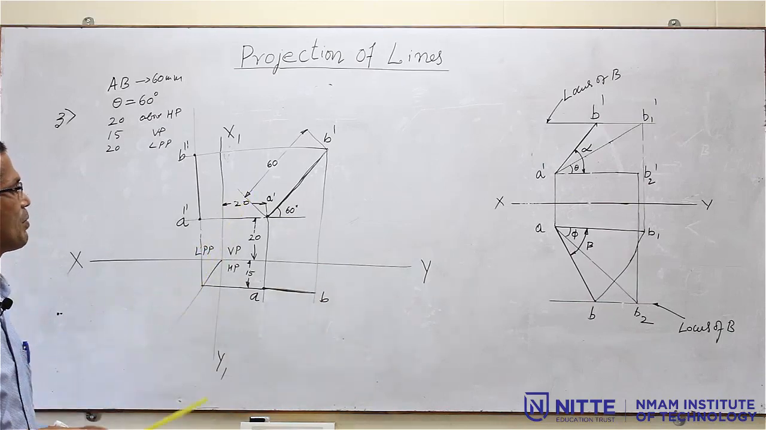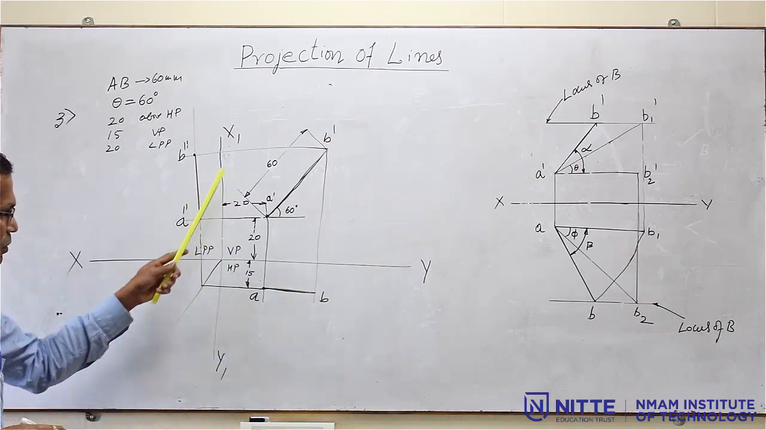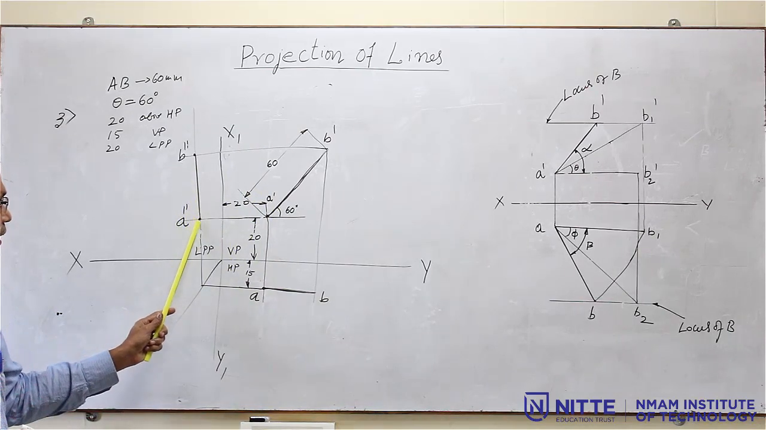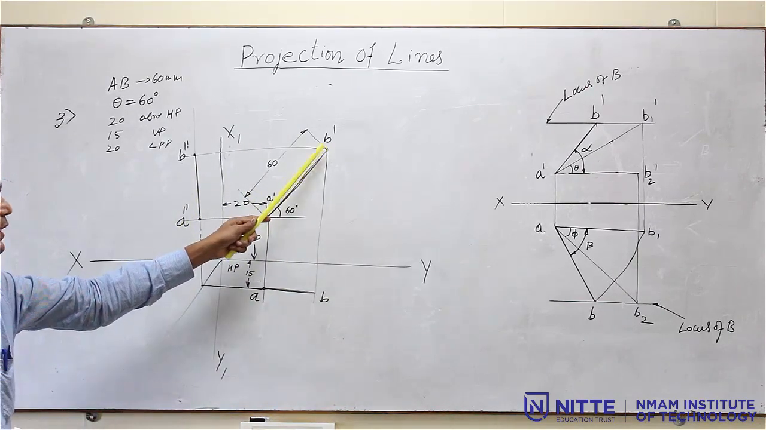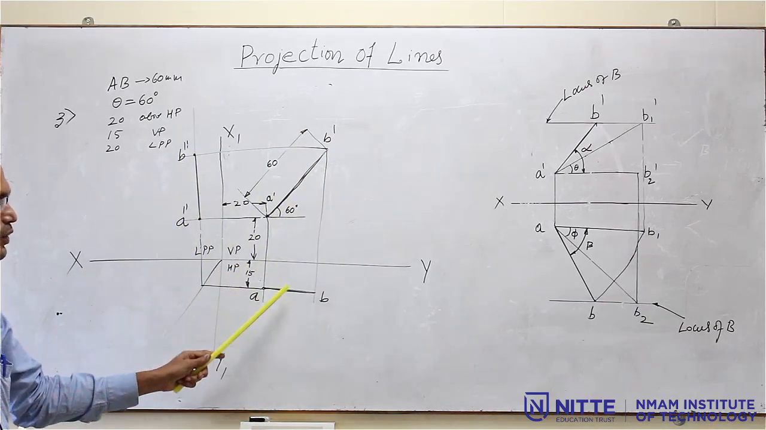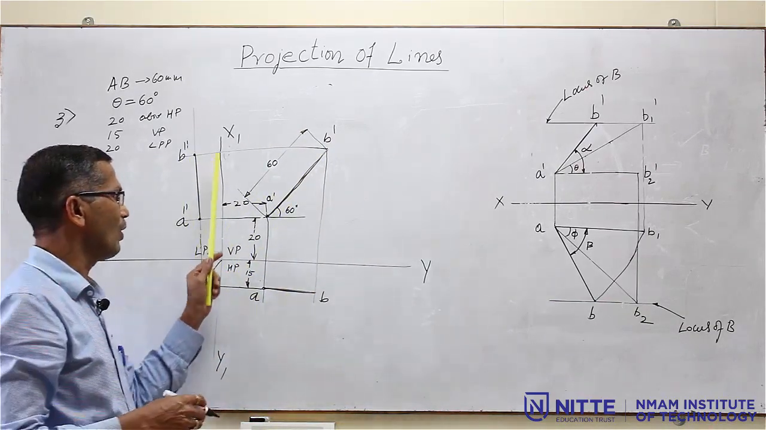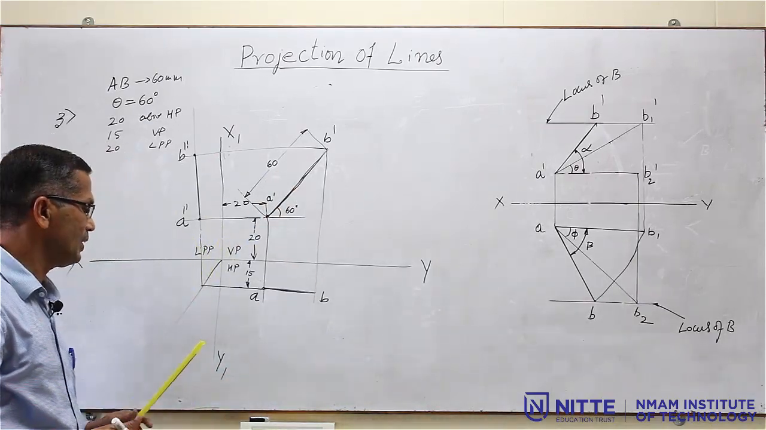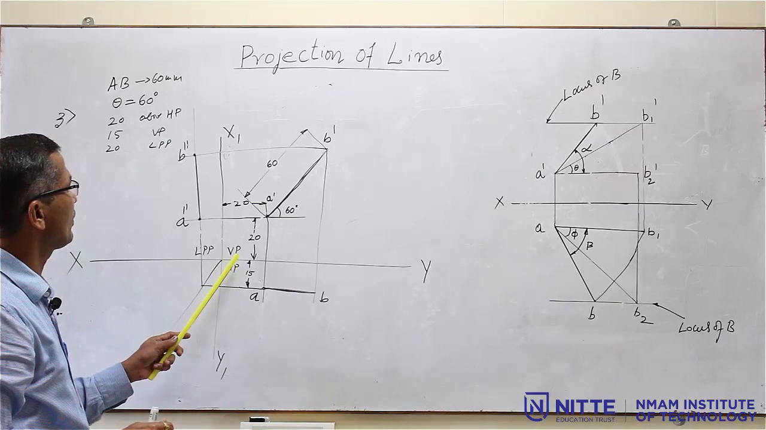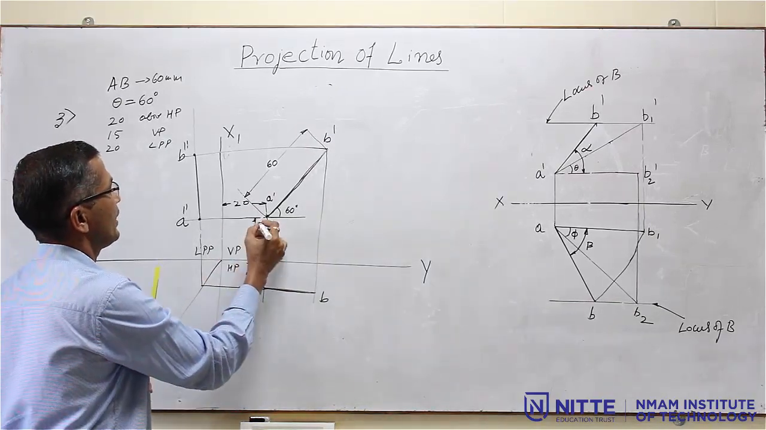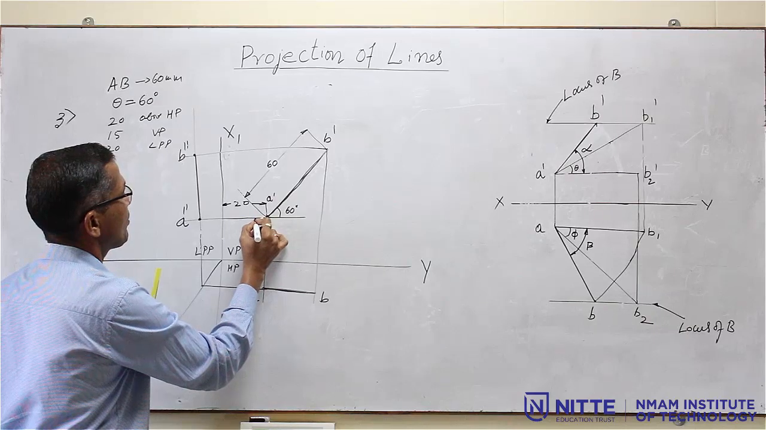All the dimensions are mentioned here, but they should be light except 3 lines: A dash B dash, AB, and A double dash B double dash. These 3 lines should be dark, and all the remaining lines should be as light as possible. Use a 2H pencil. Here it may look dark because it should be visible to you. That is why I have drawn it a little dark.